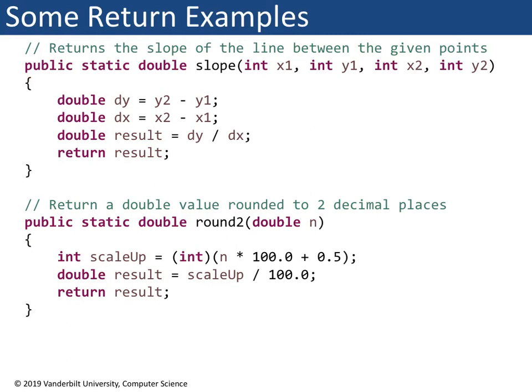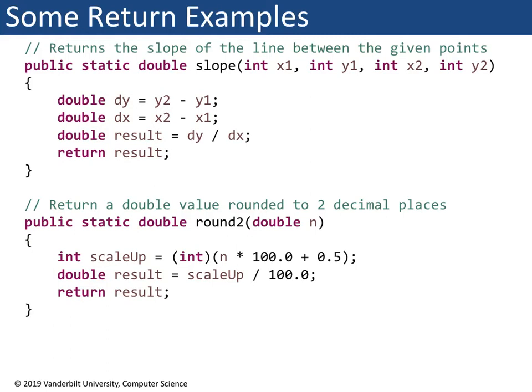We have public static. Those are our keywords for beginning the declaration of a method. Then we have the type that is going to be returned by this method. And then we have the name of the method, slope. We have 4 parameters that we have to pass to the method: x1, y1, x2, y2. So each of these will be an integer, but then we're going to want to return a double. So keep that in mind.